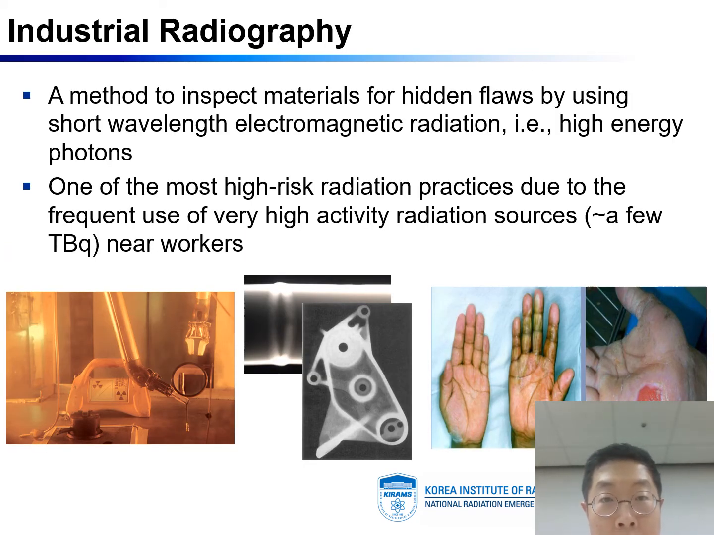Industrial radiography is a method to inspect materials for hidden flaws by using short wavelength electromagnetic radiation, such as high-energy photons. This is one of the highest-risk radiation practices due to the frequent use of very high activity sources, for example, 50 curies radiation sources near workers. So it's really dangerous. We need to estimate the dose for this kind of incident.